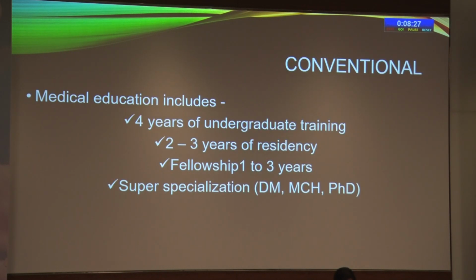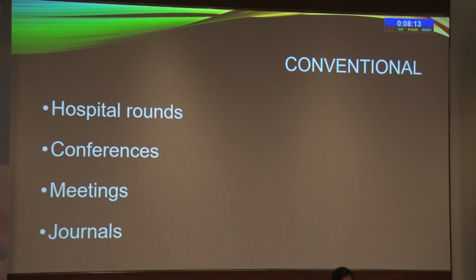As Avinash said, medical education typically has 4 years of undergrad training, followed by 2 to 3 years of residency, followed by fellowships in some cases, and then you could even have super specializations. What is very important during these is the importance of hospital rounds. Now most of the present day institutes probably do not have this, more so post-COVID, where ophthalmology has now moved to daycare. So most of these now tend to be only outpatient care.